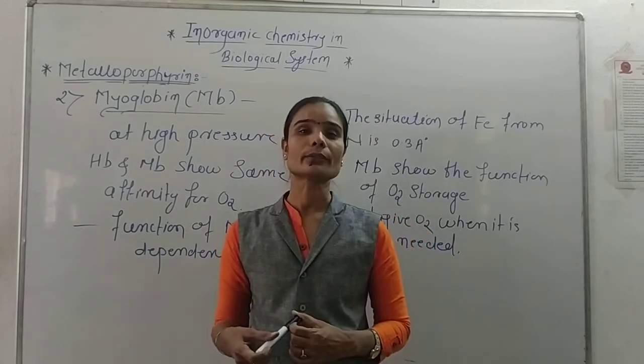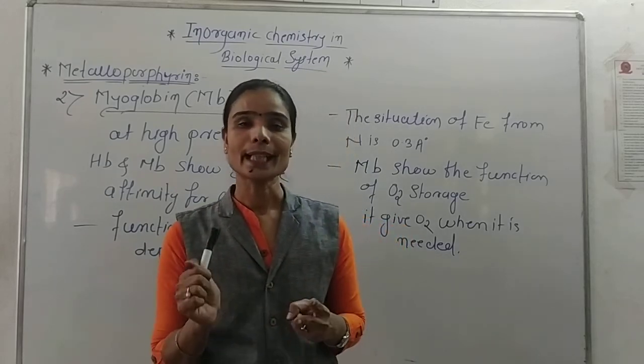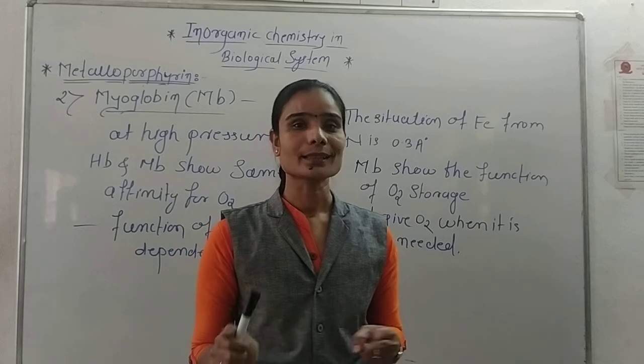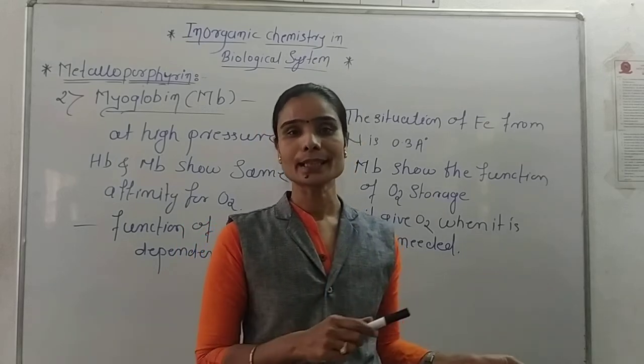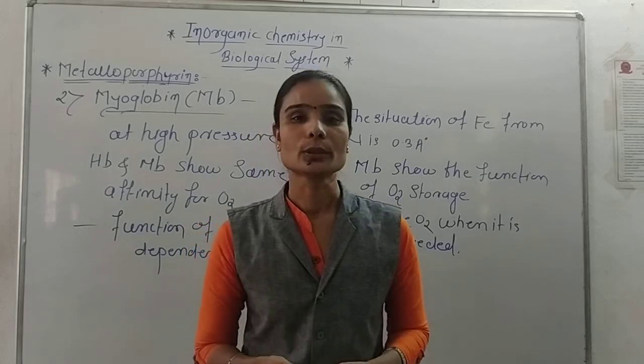So the metalloporphyrins are over. These are only two metalloporphyrins, hemoglobin and myoglobin. We already discussed the structure and function of hemoglobin in the last lecture, and today we discussed the structure and function of myoglobin.